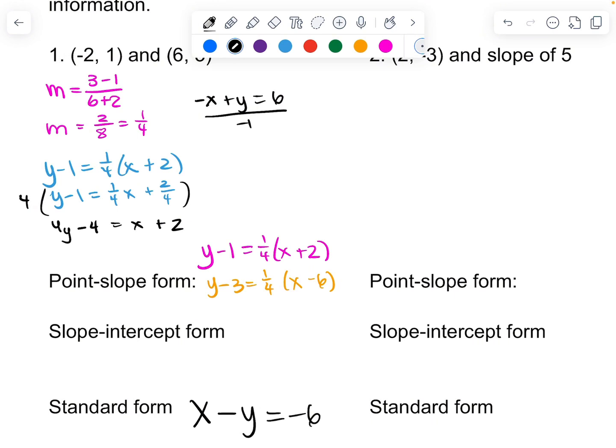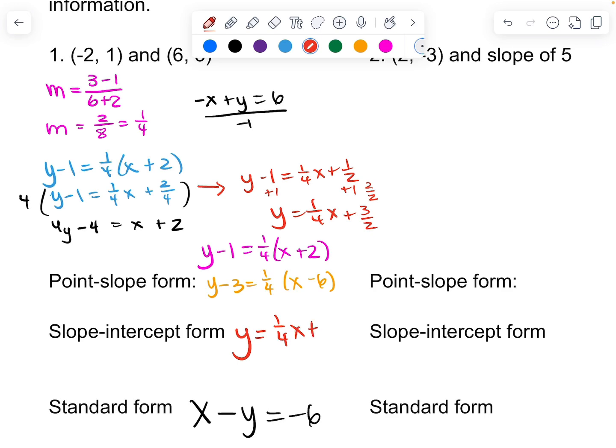If I wanted the slope-intercept, I could have taken from right here, y minus 1 equals 1/4 x plus 1/2, and added 1. So y equals 1/4 x, and 1 is the same thing as 2 over 2, so that would be plus 3 over 2. So y equals 1/4 x plus 3 over 2.